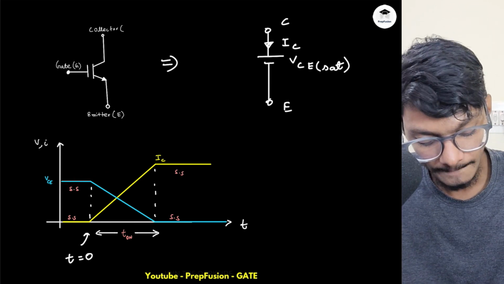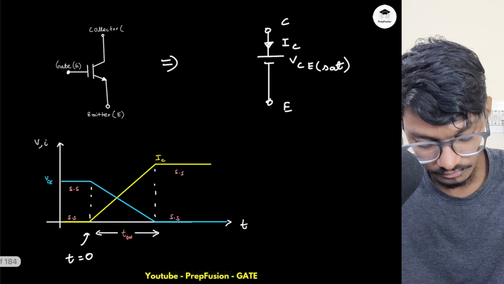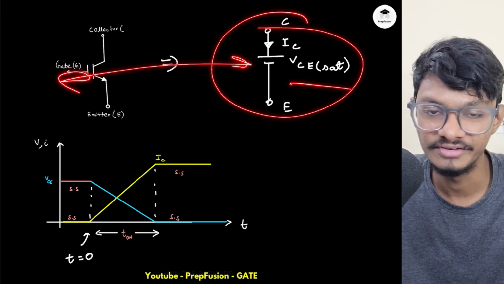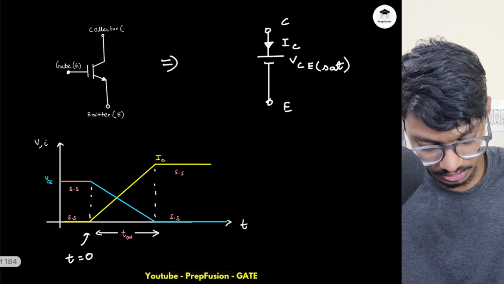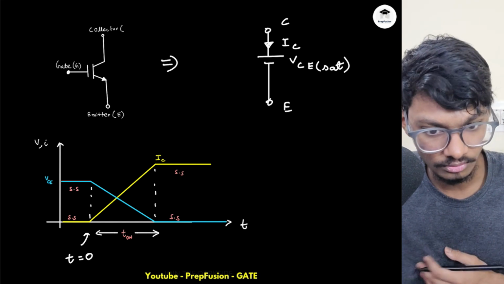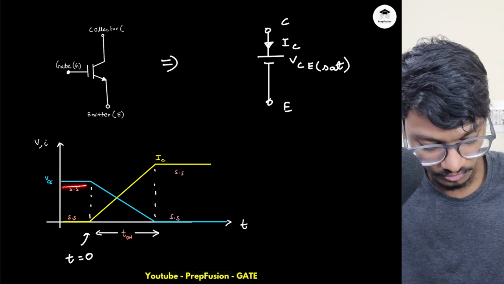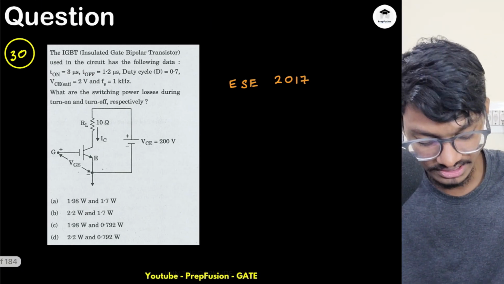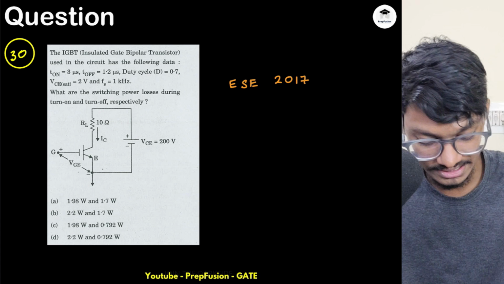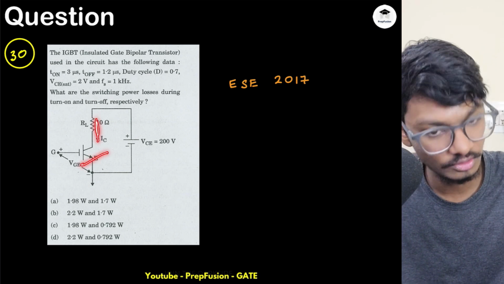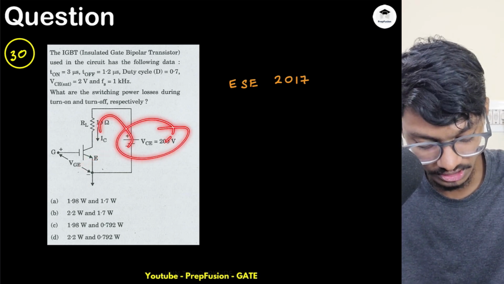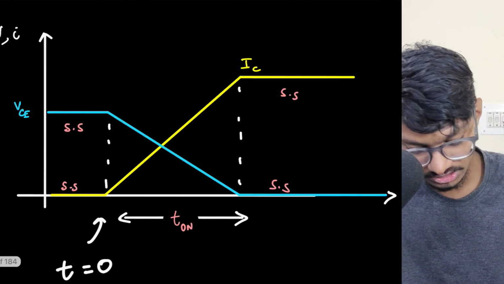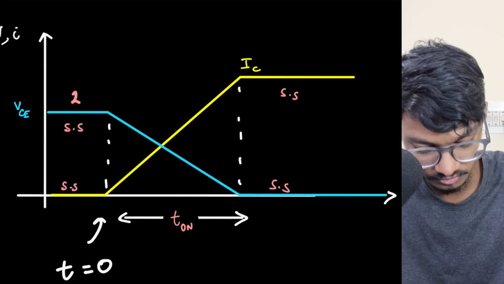Here, when the BJT is on, I can replace this with a voltage source of VCE SAT. When the BJT is trying to turn on, it will go from, not from VCE SAT, sorry, from what voltage? Initially when the BJT is off, there is no current across this, so the whole VCE will come across this BJT. So this will start from 200 volts.